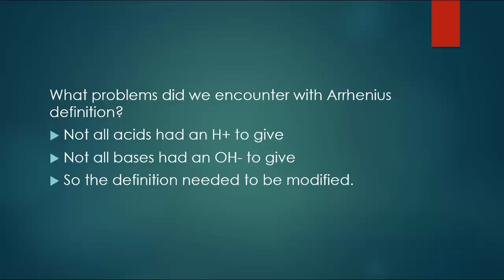So what problems did we encounter with the Arrhenius definition? Not all acids gave H+. Now I have to admit probably the vast majority of them did. So by and large he was correct when it came to H+, to acids. But he was nowhere close with bases. Not all bases have a hydroxide to give. So the definition needed to be modified.